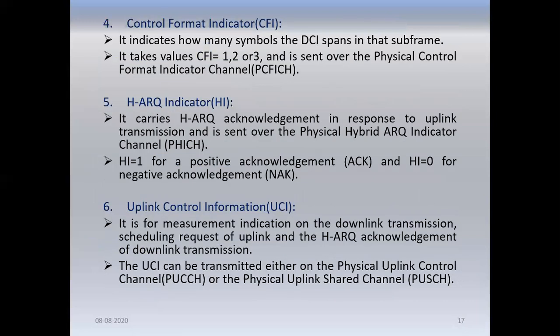And also the control format indicator, called CFI. It indicates how many symbols the DCI spans in that particular subframe. There are different types of subframes. Accordingly, this CFI will make sure of how the information is being transmitted and how many symbols are being held by that particular subframe. It takes the value of 1, 2, or 3 and is sent over the physical control format indicator channel.